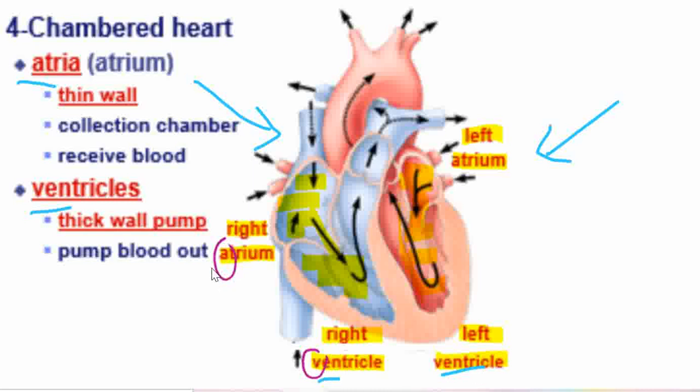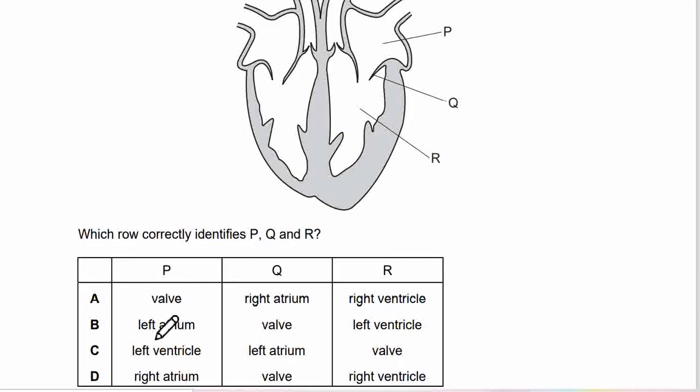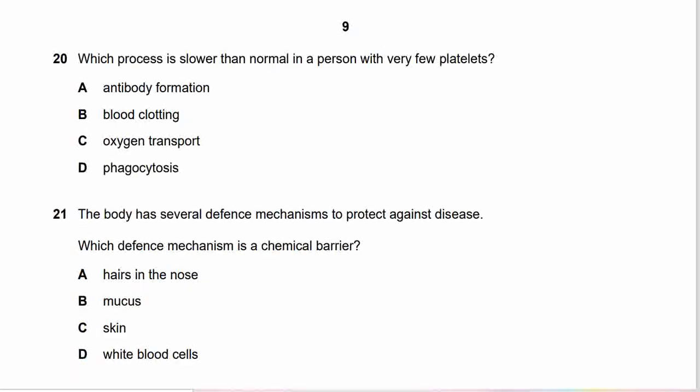So we remember A and B. So left atrium, left ventricle, and this is the valve in between. So the answer for this question will be B. P is left atrium, R is left ventricle, and Q is the valve. Let's move on. Question 20.